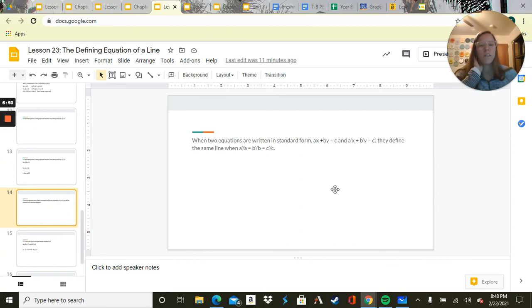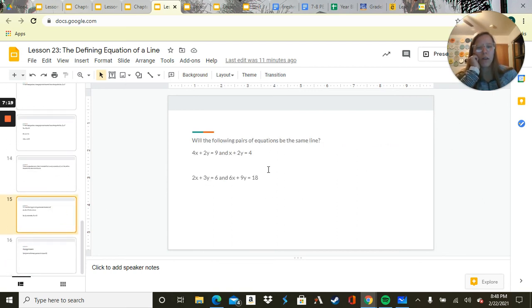So when 2 equations are written in standard form, so that ax plus by equals c, and then since we can't have 2 of the same, we have a'x plus b'y equals c'. They define the same line when a' over a equals b' over b, which equals c' over c. So the second equation that you make is always going to be the one that's on the top, okay? So now just one more question. So will the following pairs of equations be the same line?